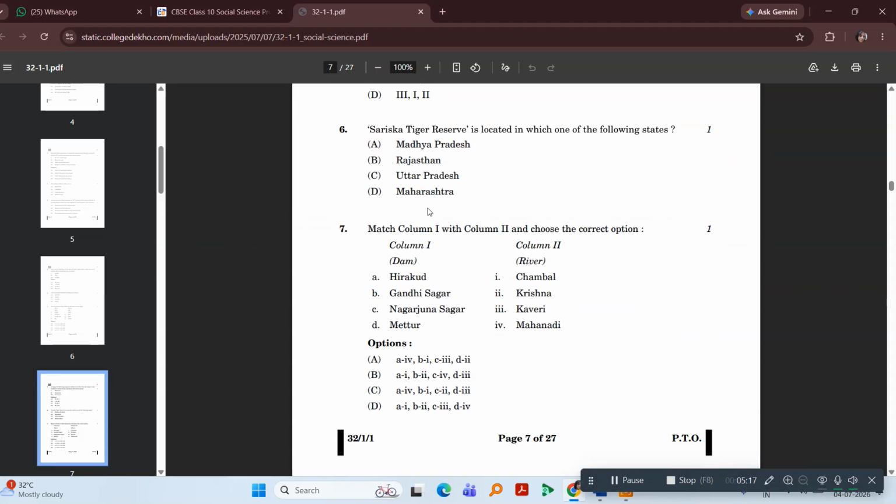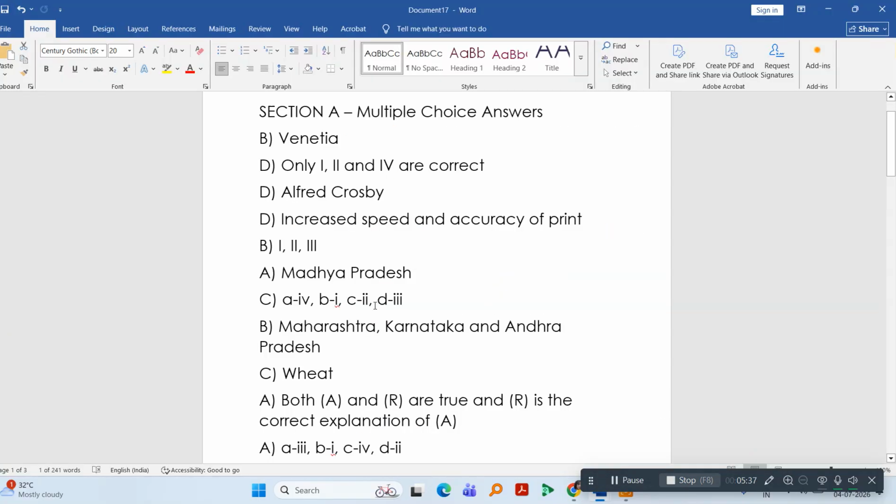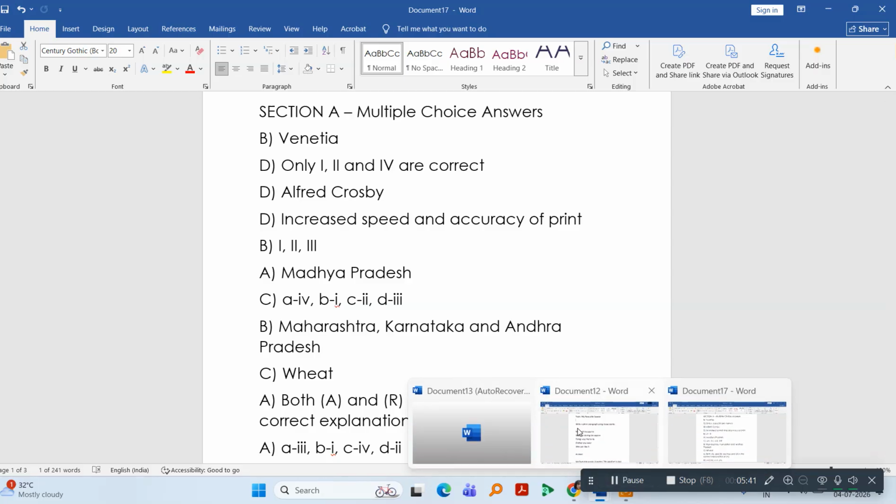This is also with regard to geography. Sariska Tiger Reserve is located in which of the following states? The options are A. Madhya Pradesh, B. Rajasthan, C. Uttar Pradesh, and D. Maharashtra. The correct answer is Madhya Pradesh. If you go to Madhya Pradesh, you will definitely witness the Sariska Tiger Reserve.